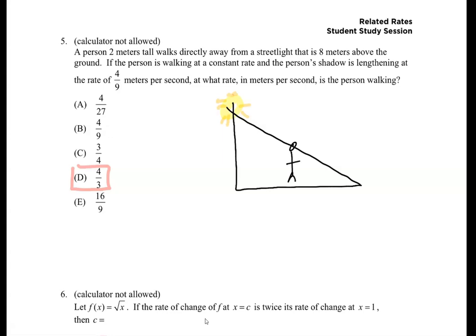Person. The person is 2 meters tall. He's walking in that direction away from a streetlight that is 8 meters above the ground. Okay, the shadow is this right here, okay?